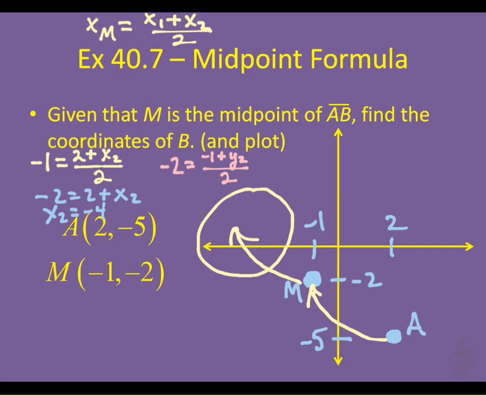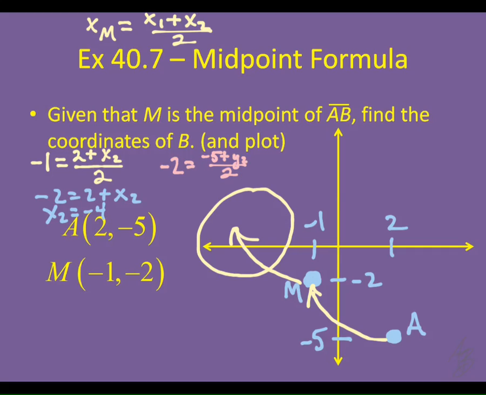Wait, I said -5. You said -5? I wasn't listening, apparently. That better? Okay, so -2 equals -5 plus the y-coordinate of the other endpoint, y2, divided by 2.